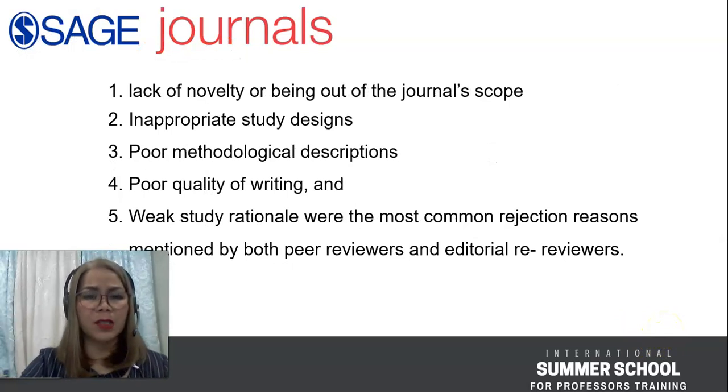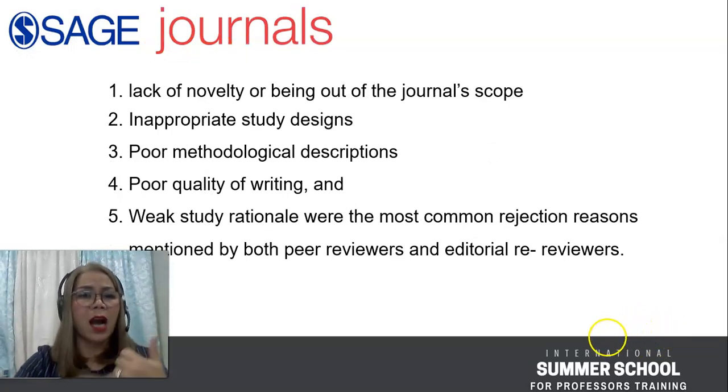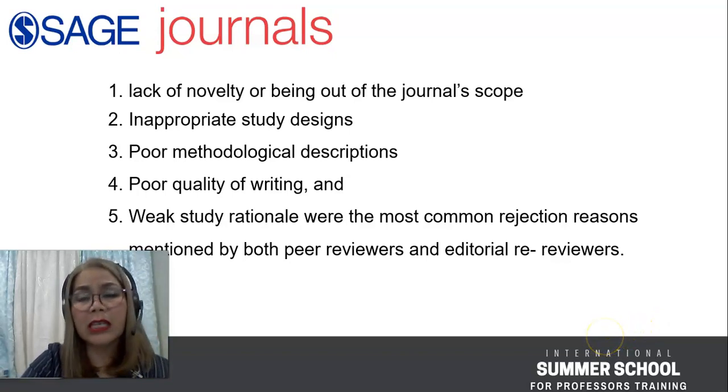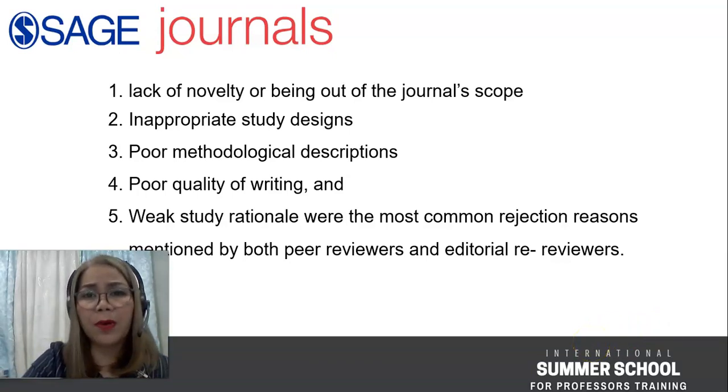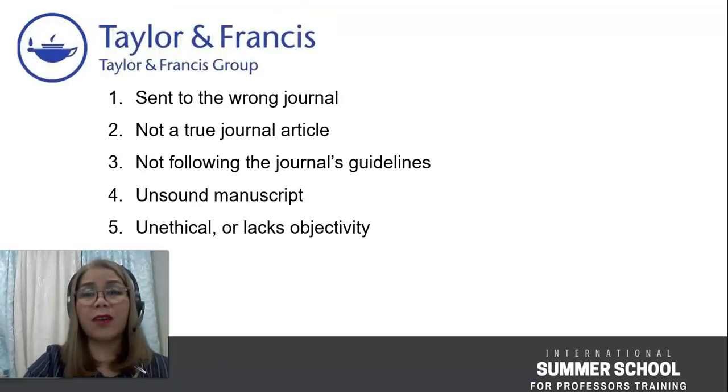Then how about Sage? What do they say about our papers being rejected? According to Sage, our paper lacks novelty, uses an inappropriate research design, has poor methodological descriptions, the quality of writing is poor, and the rationale of the study is weak. Then we have to think. How about Taylor and Francis?